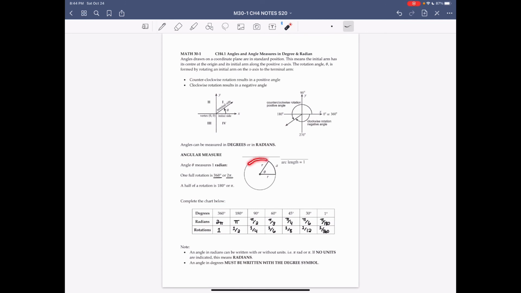Here we have a circle, and we have an angle theta created by an initial arm that is length r, the radius of the circle, and a terminal arm, which is also length r. So theta is our angle, and then A is the portion of the circumference of the circle that is between the initial arm and the terminal arm. And what this statement is saying is that when the arc length A is equal to the radius, that gives us an angle measure of 1 radian.